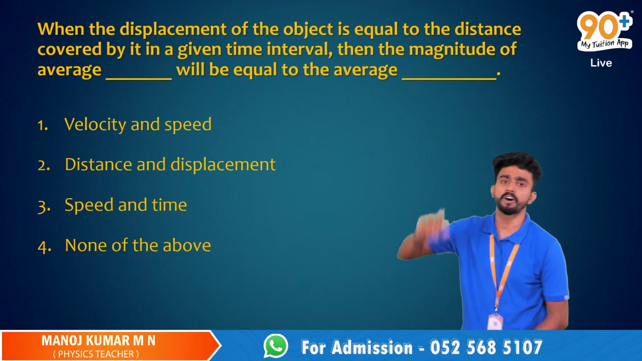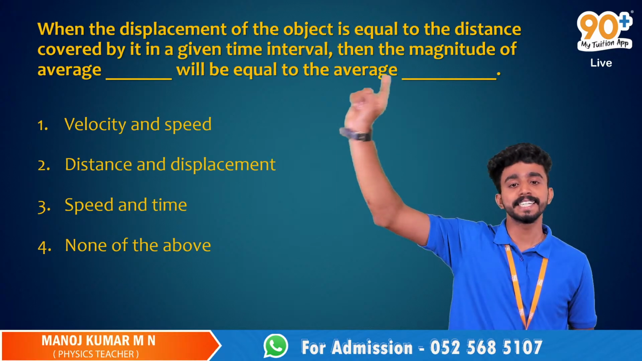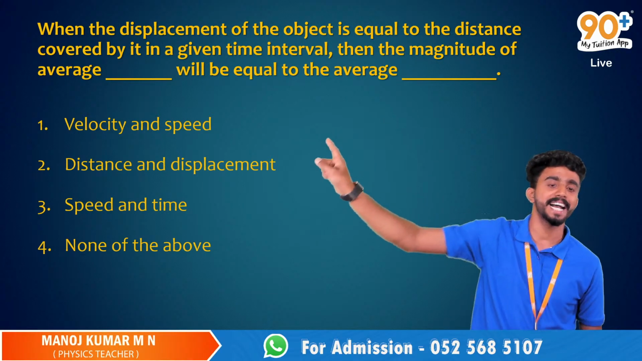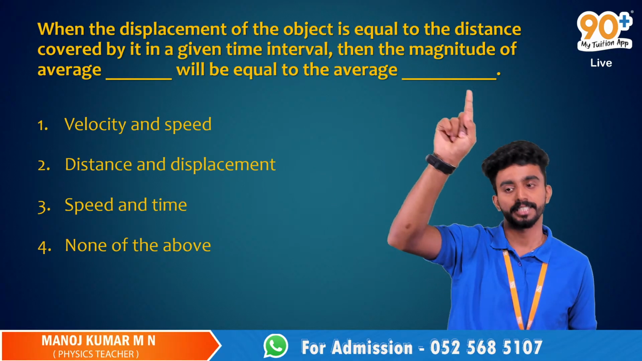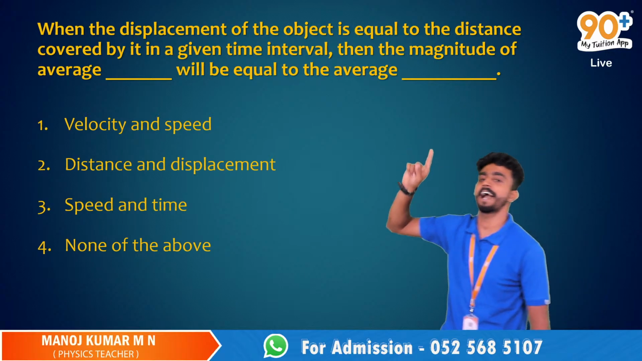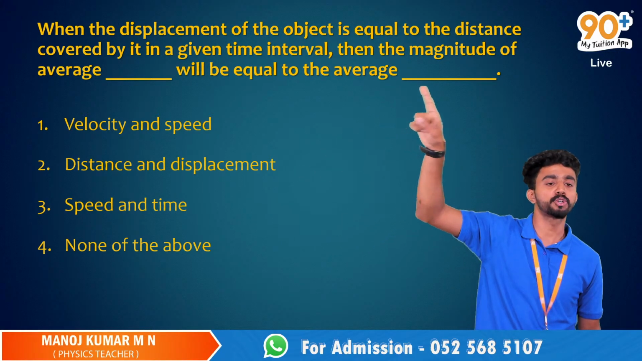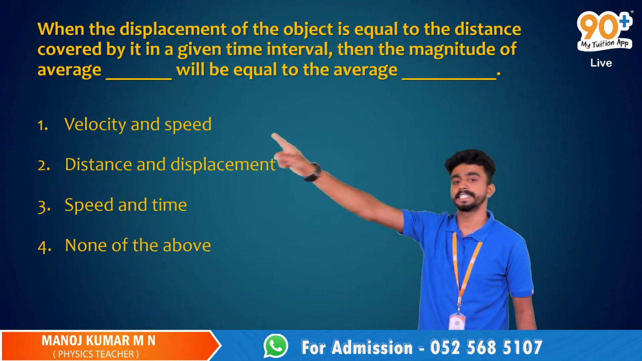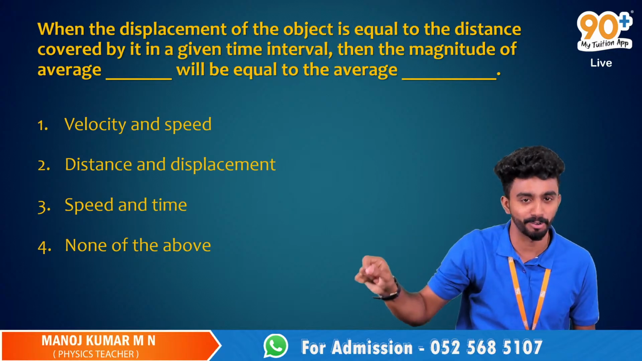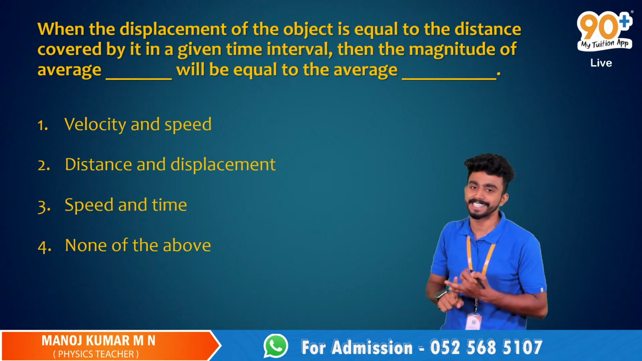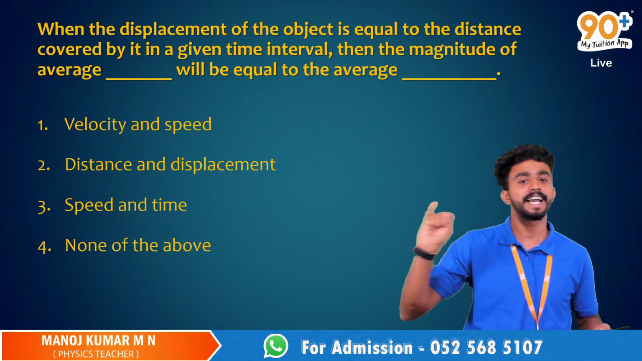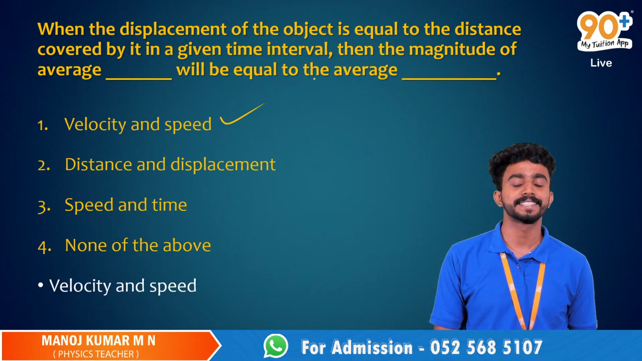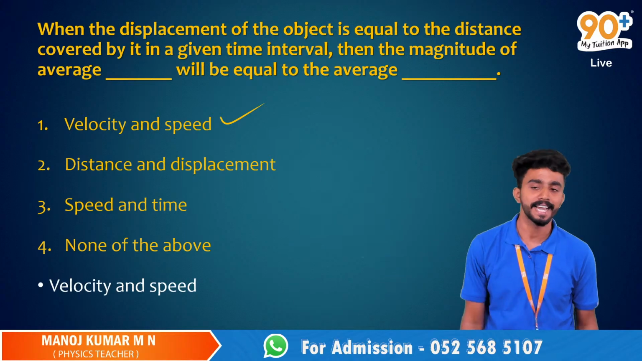When the displacement of the object is equal to the distance covered by it in a given time interval, then the magnitude of average dash will be equal to the average dash. The magnitude of average velocity will be equal to the magnitude of average speed. Okay, so it is velocity and speed. We have learned this just now. When the displacement of the object and the distance is equal, the average velocity and average speed will be equal as well. So the first option is the right answer, that is velocity and speed.